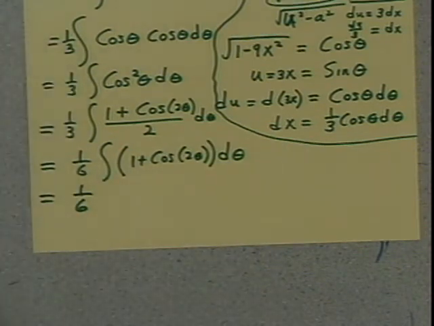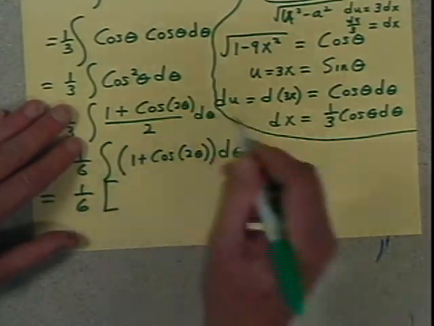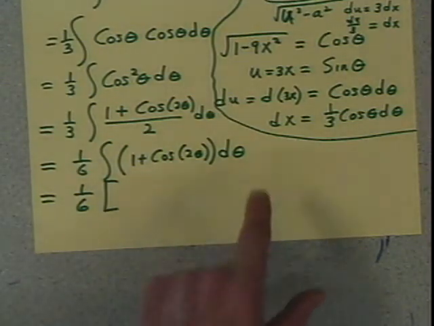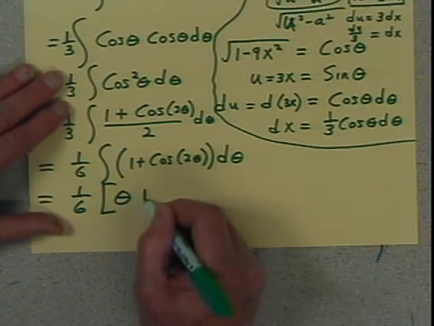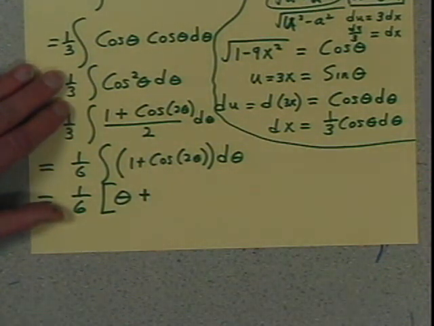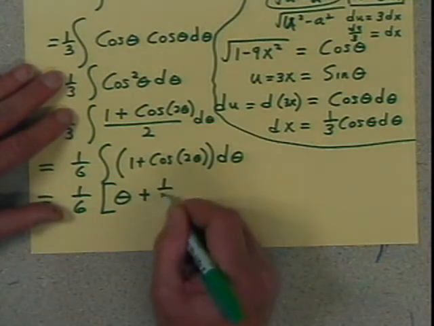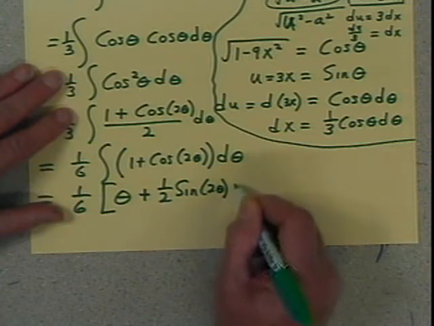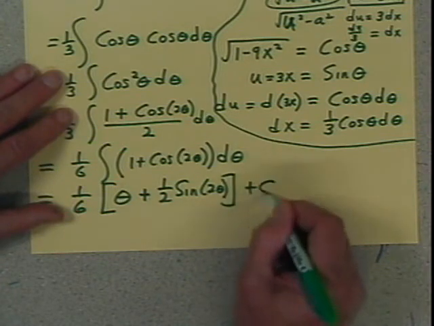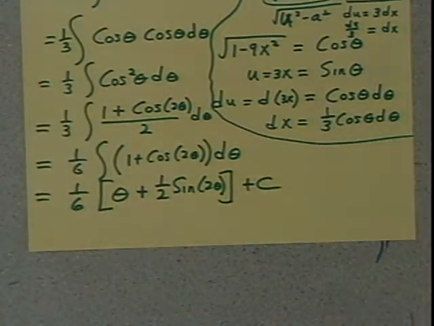Don't forget the 1/6 times, what's the antiderivative of 1 with respect to theta? Theta. And what's the antiderivative of cosine 2 theta? Yeah, you got that down, right? 1/2 sine 2 theta. Then, of course, maybe some constant on the end. So what does it take to get the final answer? Just get everything back in terms of x, right? Okay.